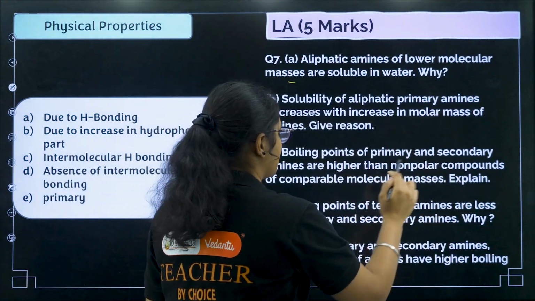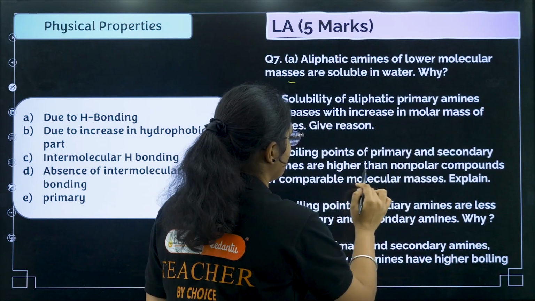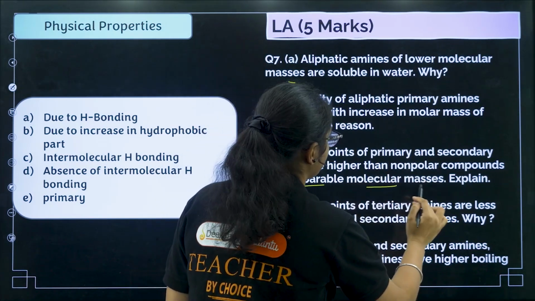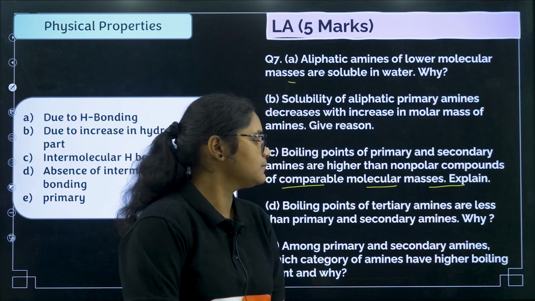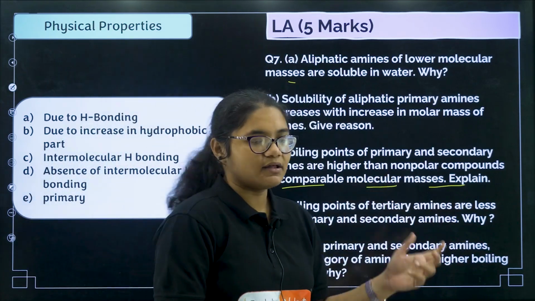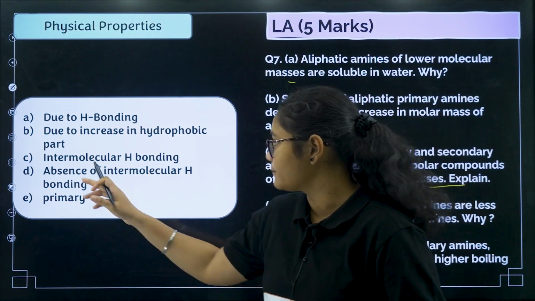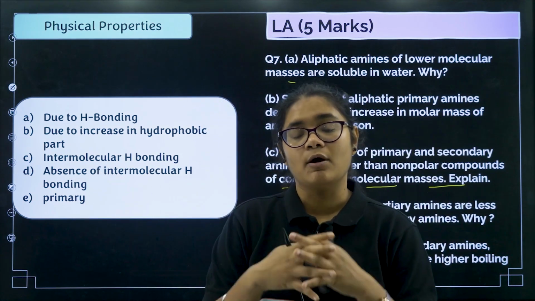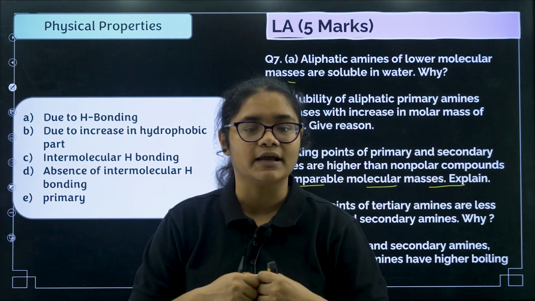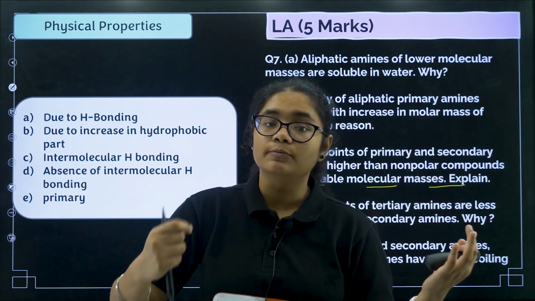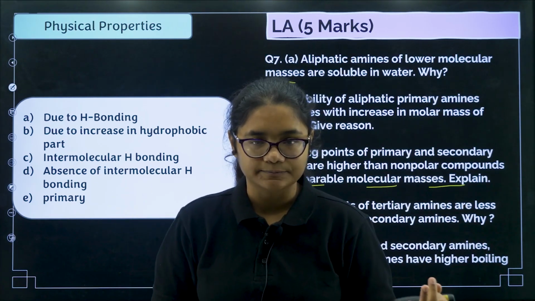Next, the boiling points of primary amines and secondary amines are higher than those of non-polar compounds of comparable molecular masses. Again, whenever boiling point comes, it is due to intermolecular hydrogen bonding. When the molecules are tightly bound to each other, they cannot evaporate, they cannot separate from each other easily. So you need to provide more energy in that case.